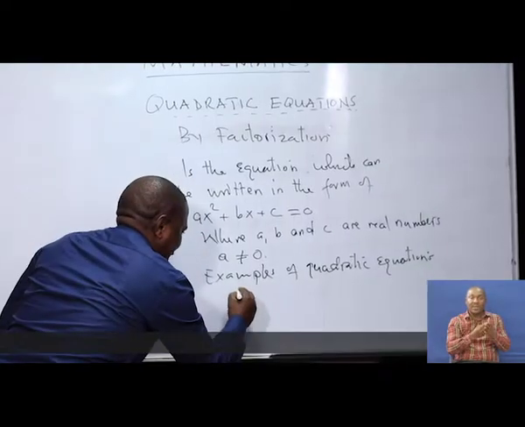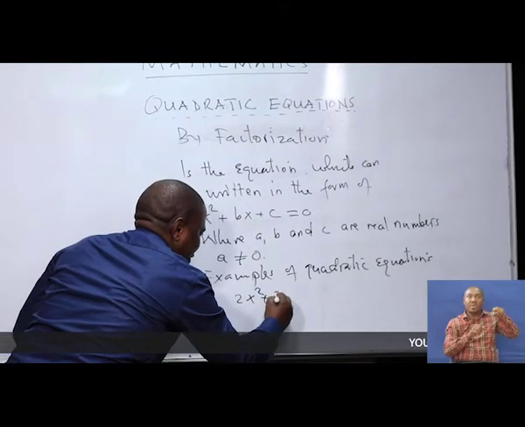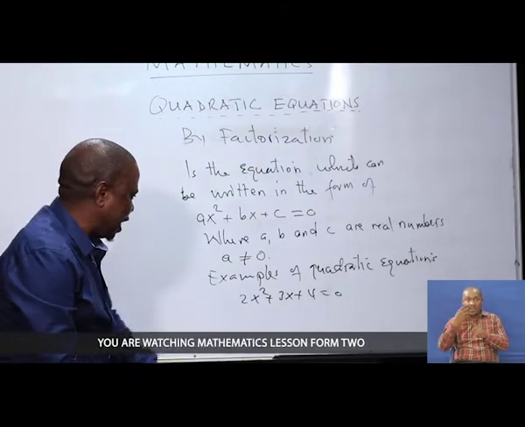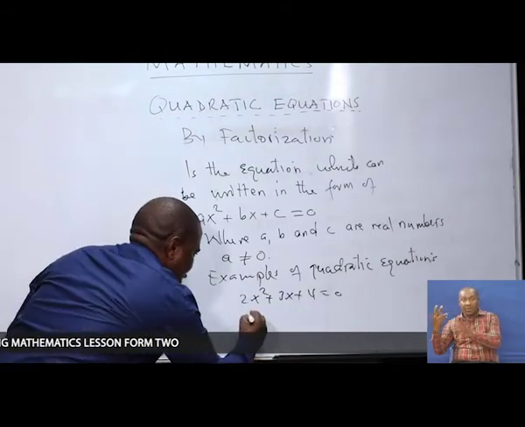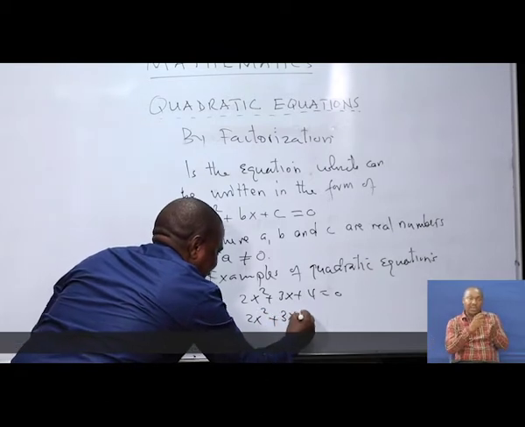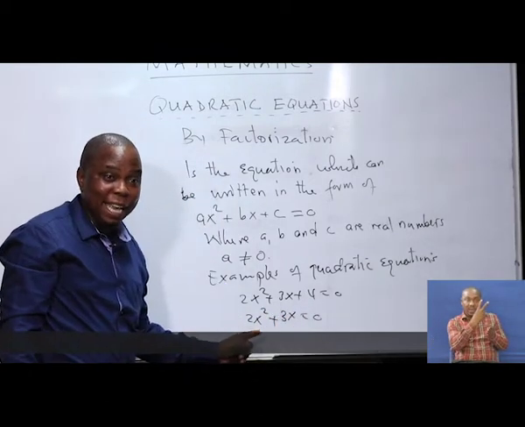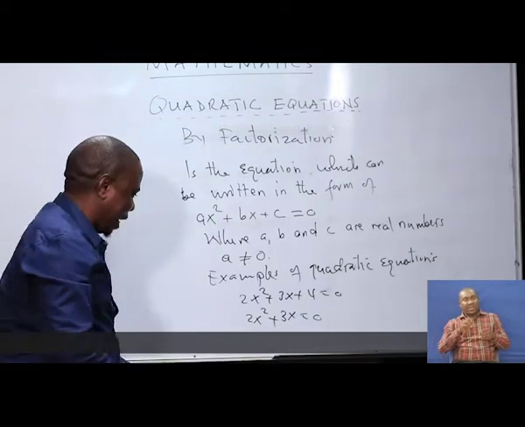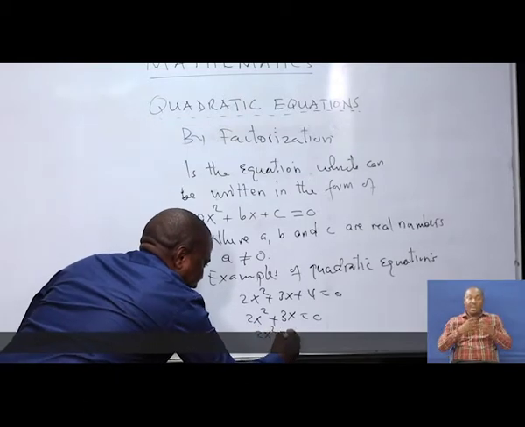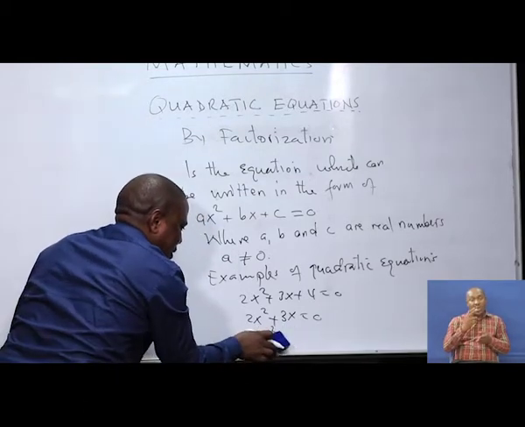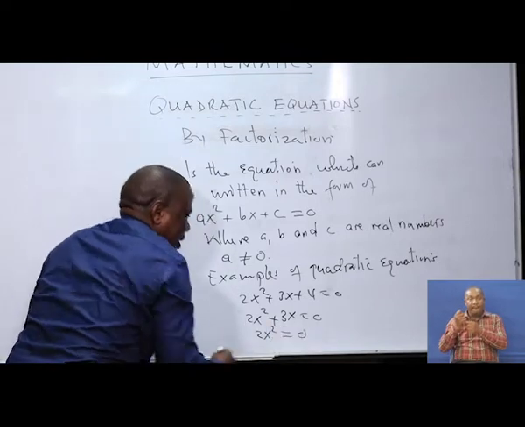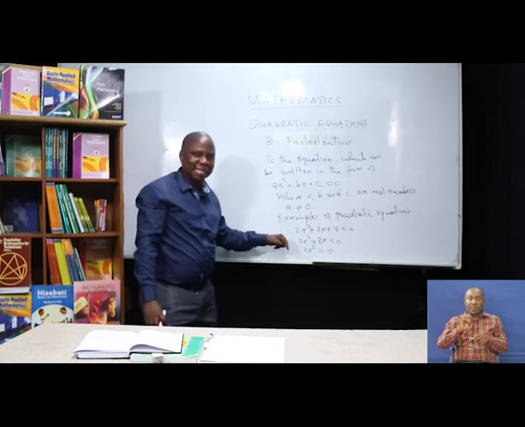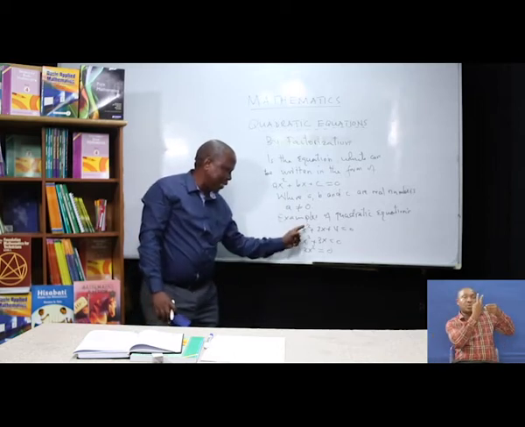So if I take an equation 2x squared plus 3x plus 4, this is a quadratic equation. If I ignore the constant number and write 2x squared plus 3x is equal to 0, it is still a quadratic equation. If I again ignore this term with the x and write only 2x squared is equal to 0, this is still a quadratic equation. A quadratic equation is only characterized by the presence of this square here.